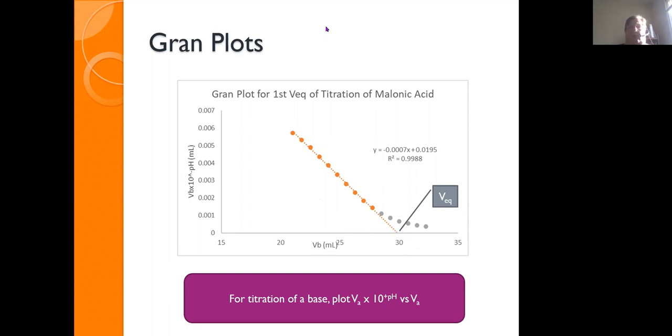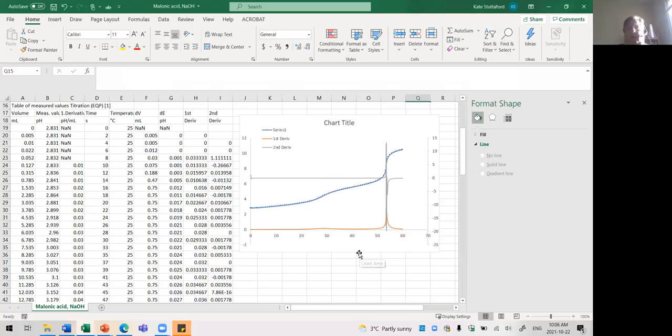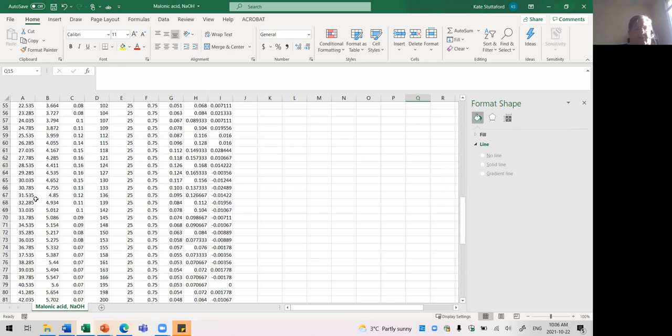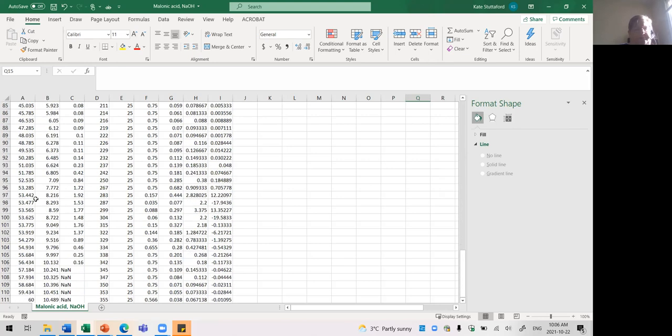Okay, so all right, this was the graph we just did, and we want to do a Gran plot on this first equivalence point here. So we need to pull out the data around that first equivalence point. And we know it's going to be around 30 milliliters. So I'm going to scroll down my data, and I'm just going to copy and paste the data that's around the 30 milliliter point.